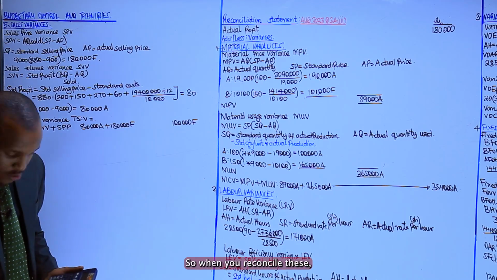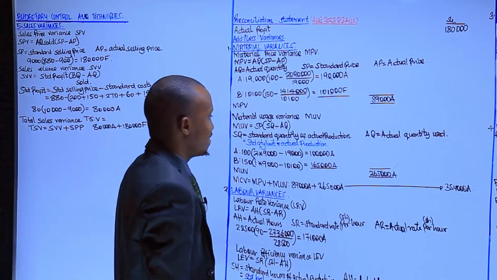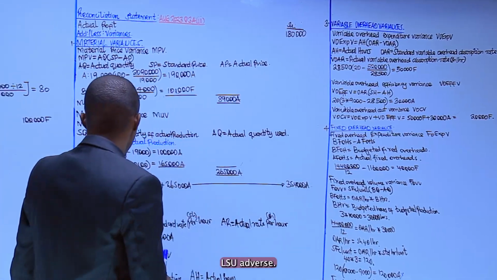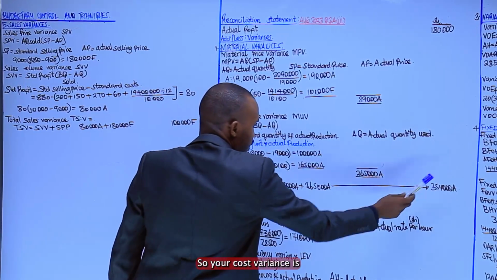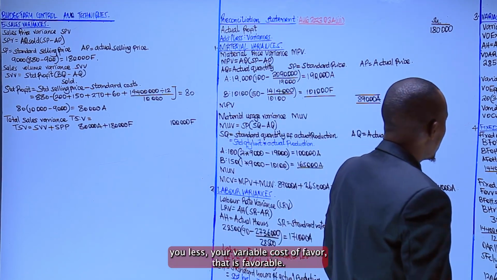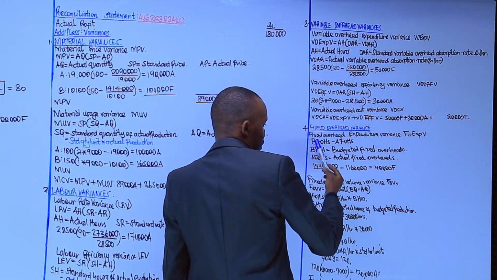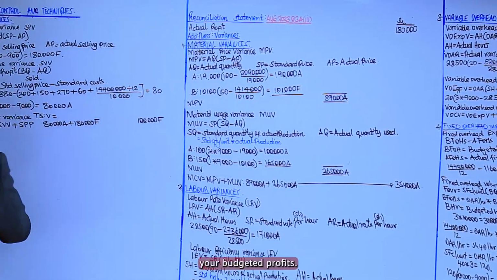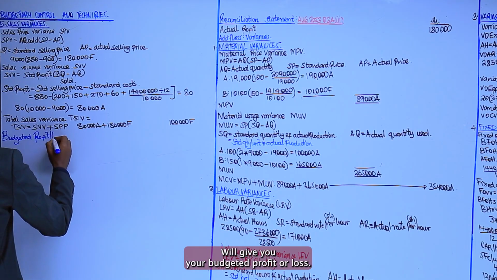So when you reconcile these, you take your actual profit, you less your adverse. Specifically, you less all your cost variances. Your material cost, your labor cost, in case it is adverse, you less. Your variable cost, if favorable, you add. Adverse, you less, will give you your budgeted profit or loss.